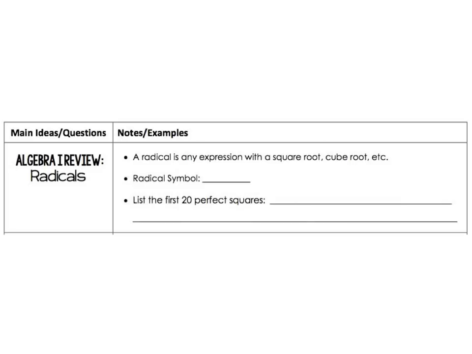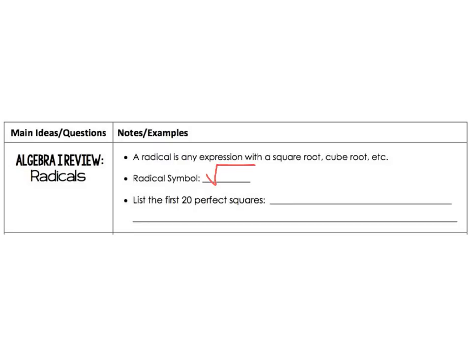Alright, a little Algebra 1 review on radicals. We also went over this on the very first day of this chapter. It was our warm-up, and I gave you a little review on radicals. Just to remind everybody, a radical is any expression with a square root, cube root, fourth root, etc. And the radical symbol looks like this.